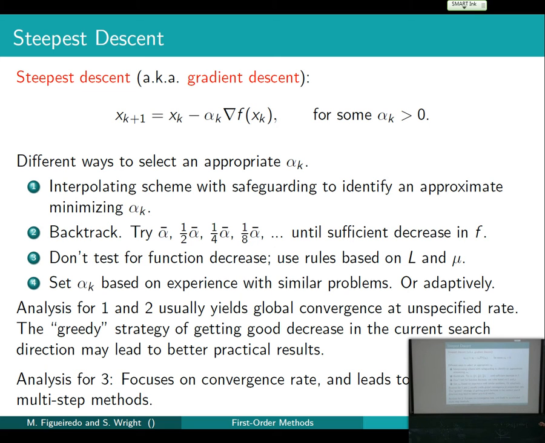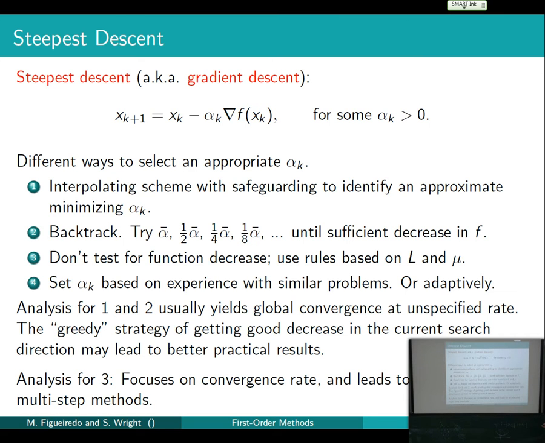Another approach is that you don't try this. You just try to make some prior choice of alpha k based on what you know about f. And suppose you know the bounds on the eigenvalues of the Hessian of f. You know what L and mu are. Then you can come up with a version of alpha that's guaranteed to work. Okay? And I'll show you what that is on the next slide.